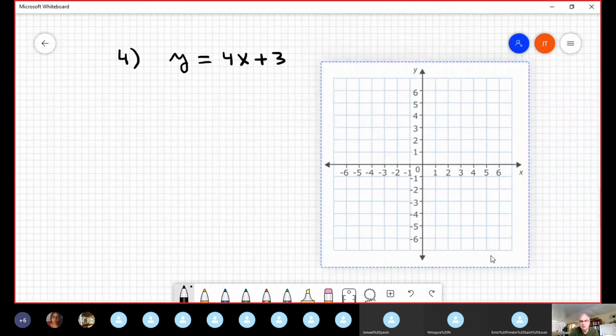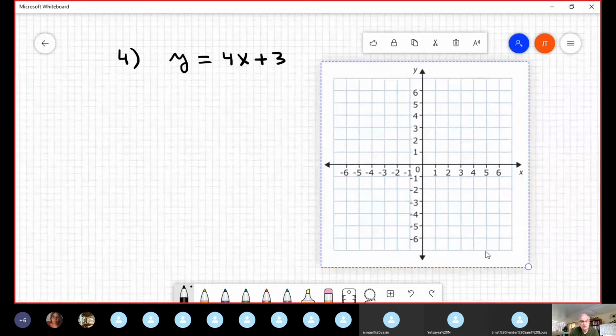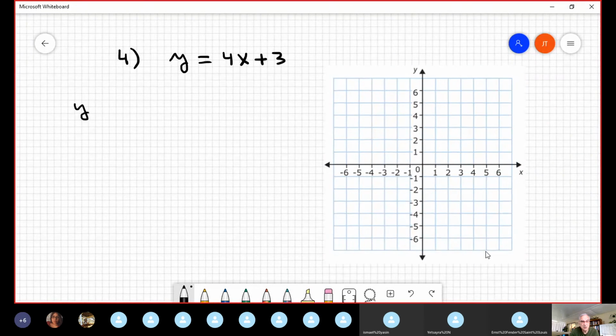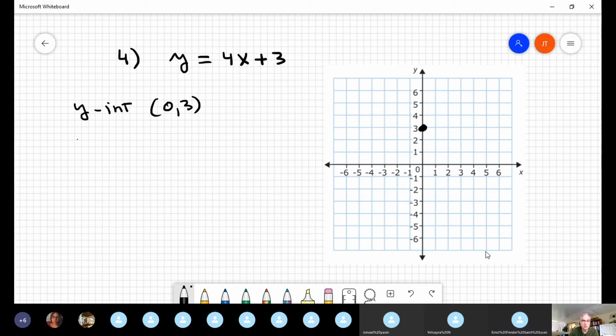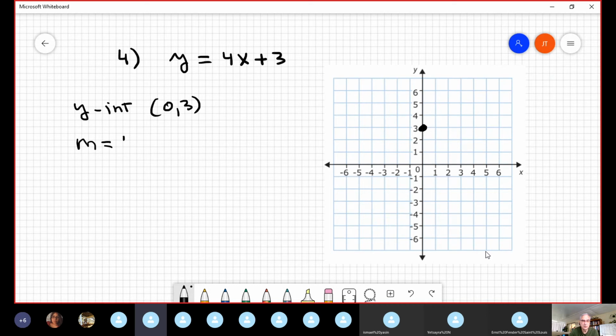What is the y-intercept? 3. The y-intercept is 3. It is the point 0, 3. I plot that here. What is the slope? 4. 4 over 1. Therefore, I can see the run is 1 and rise is 4.